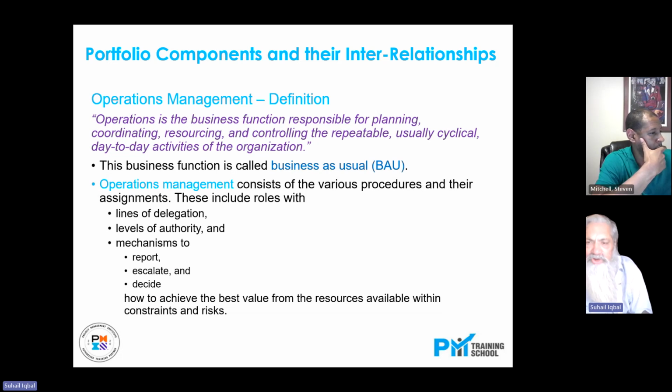Like you are in production, so the production items are being produced. When you keep doing this, items are being produced, right? So the value is delivered. Operation is a business function responsible for planning, coordinating, resourcing, controlling the repeatable, that is recurring, usually cyclic, day-to-day activities of the organization. The business function is called business as usual, BAU.